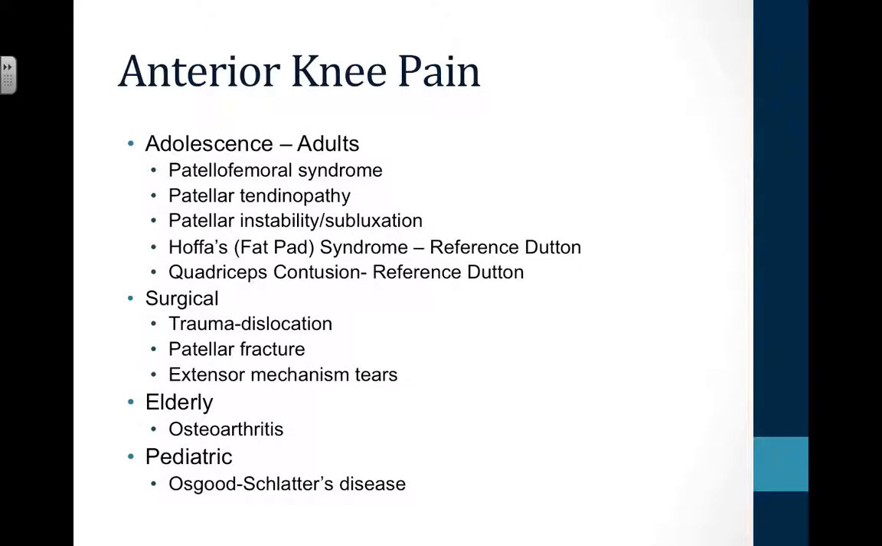When we think about surgical, we can think about a trauma dislocation because we might have an avulsion that takes place. A patellar fracture, so actually, sometimes that patella can have a small fracture or it can actually shatter. And then extensor mechanism tears. So Dr. Linville will dive into that a little bit more. Elderly, we're going to go a lot towards osteoarthritis. And then pediatric, we're going to think about Osgood-Schlatter's.